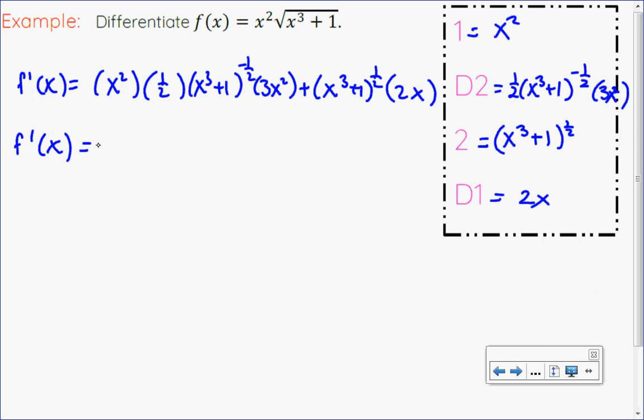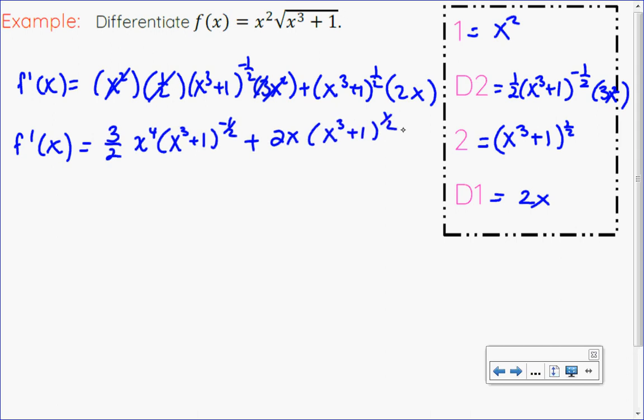Okay, let's tidy this up. So looking at everything here, I have half times 3 is 3/2. x squared times x squared is x exponent 4 times (x cubed plus 1) to the negative 1/2. Plus here 2x times (x cubed plus 1) to the 1/2. So again, decision time. Do I expand and group like terms, or do I factor a GCF? So looking at my two terms, I'm going to go with factor a GCF.